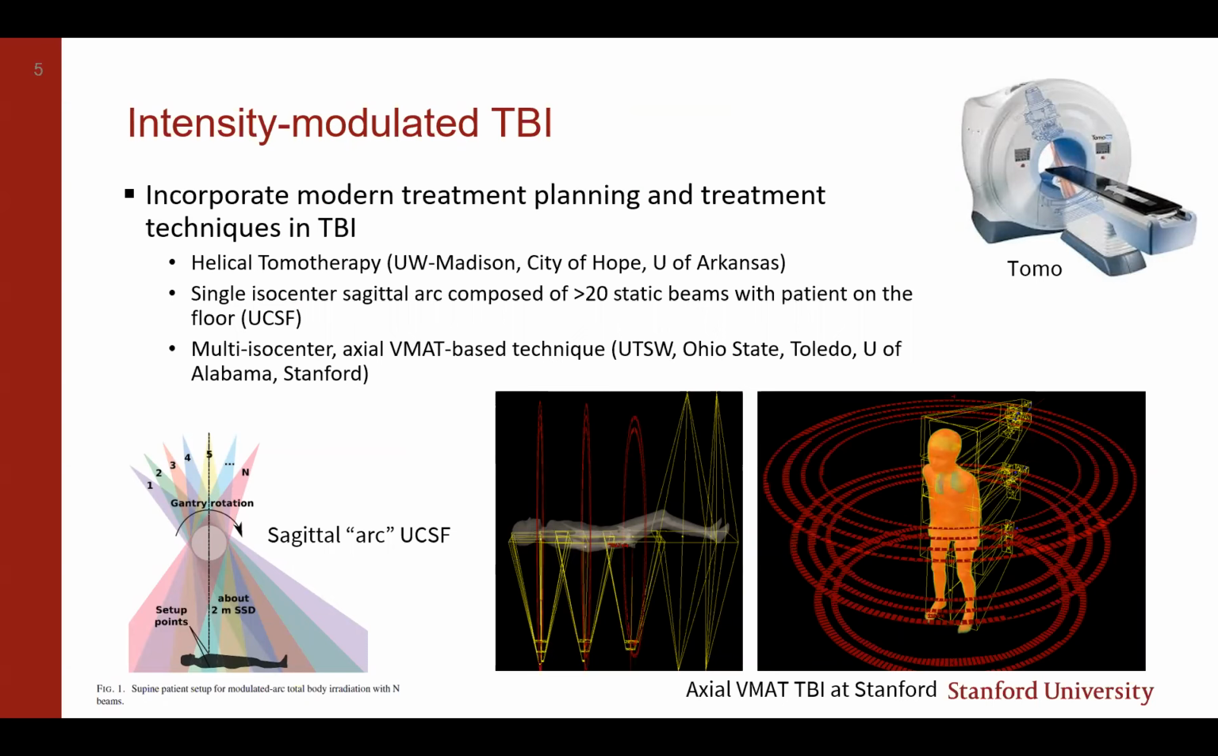So intensity modulated TBI is a more modern delivery and treatment planning technique that can be used to improve the plan quality in TBI. There are a couple of different options for how this can be achieved. We can use helical tomotherapy, which is done at these institutions listed here, where the benefit of tomotherapy is that the couch actually moves during delivery, so it's truly helical, which makes it very easy to deliver dose to the entire body. However, while these machines can treat other forms of disease, it's an entirely different machine.